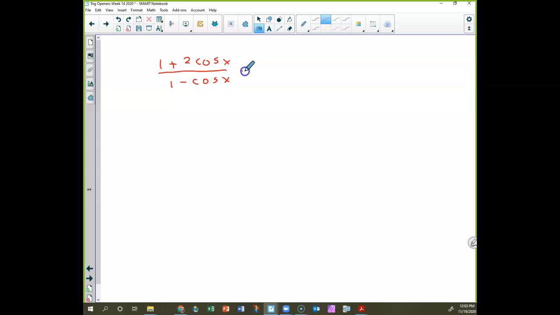Now, I will tell you, because I have division in this problem, the first thing I'm worried about is making sure that I don't end up with a solution that doesn't work. That 1 minus cosine shouldn't equal 0, so I am concerned there about domain. But the first thing I do just about any time I have fractions is I don't like fractions, so I'm going to get rid of them. I'm going to multiply both sides by that denominator.